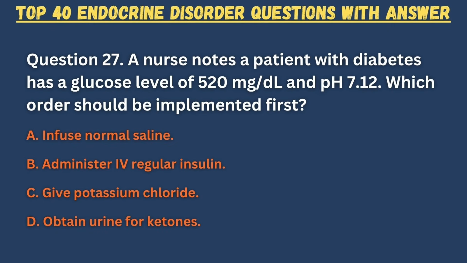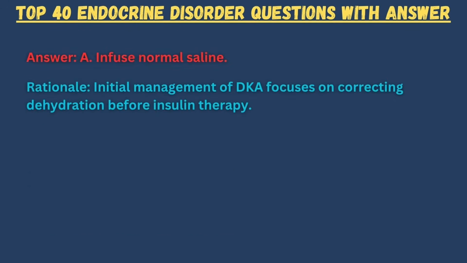B. Administer IV regular insulin. C. Give potassium chloride. D. Obtain urine for ketones. Answer: A. Infuse normal saline. Rationale: initial management of DKA focuses on correcting dehydration before insulin therapy.